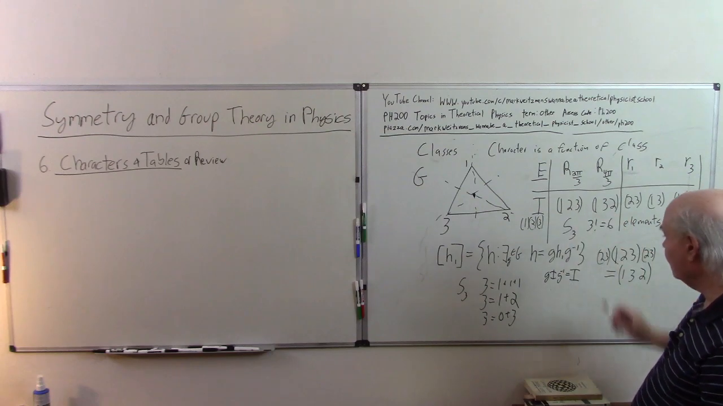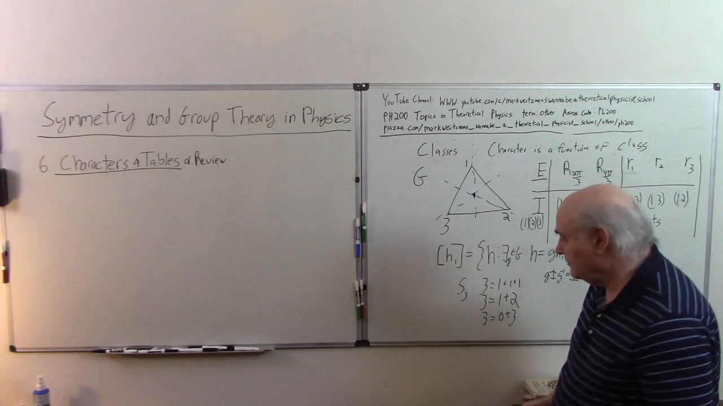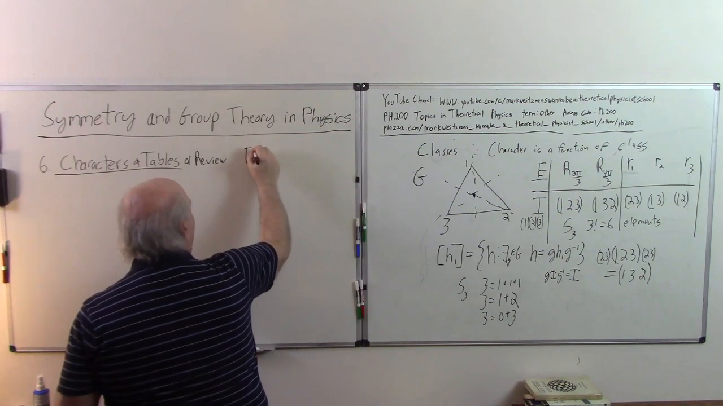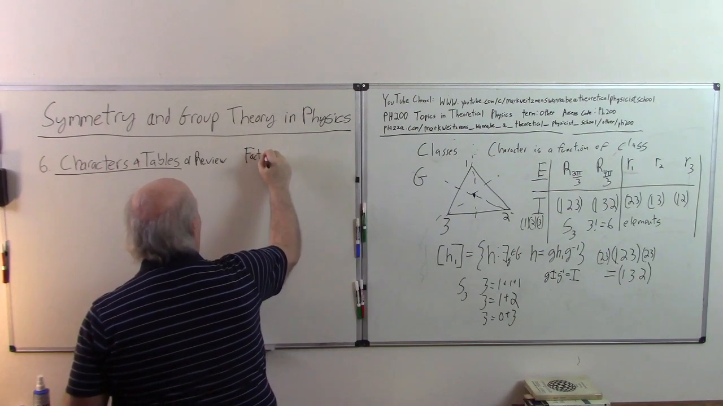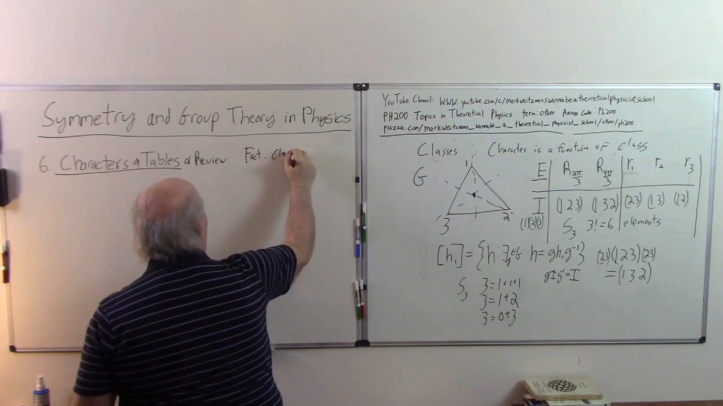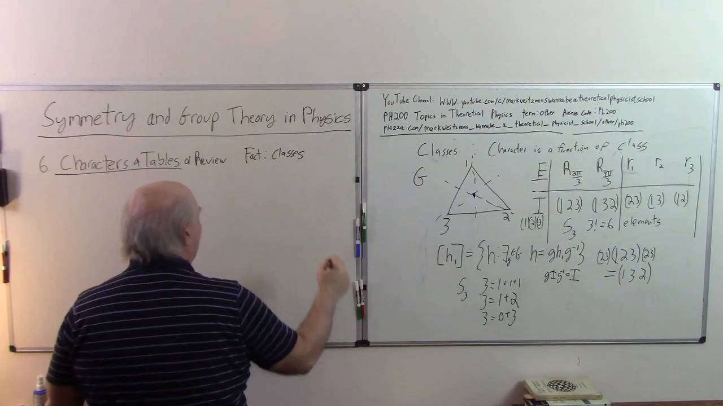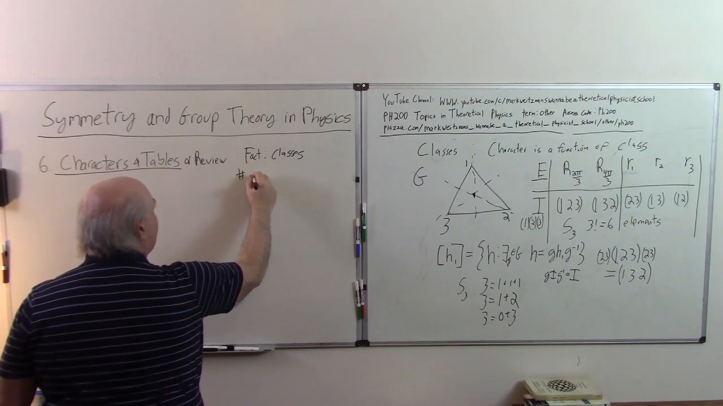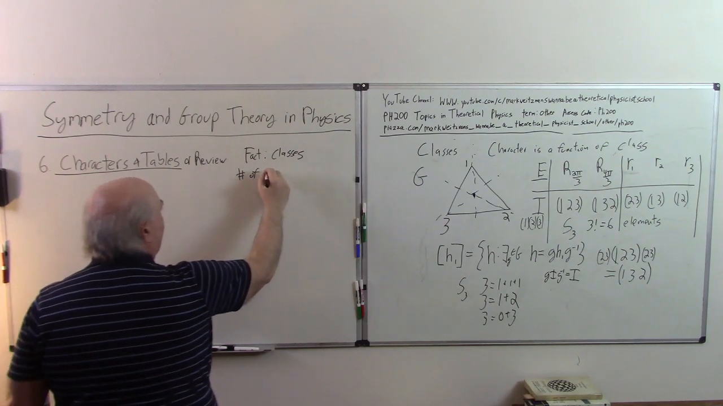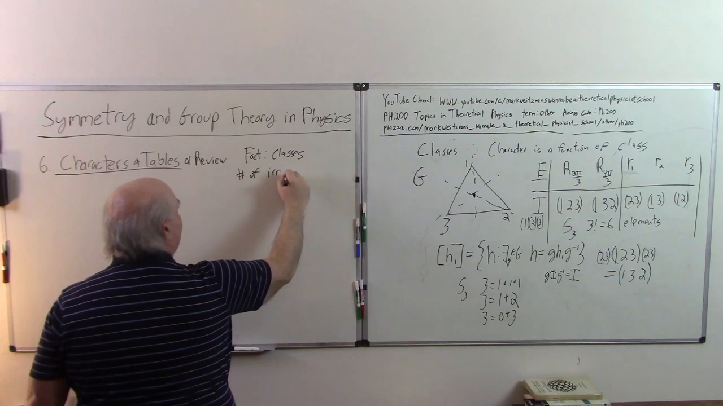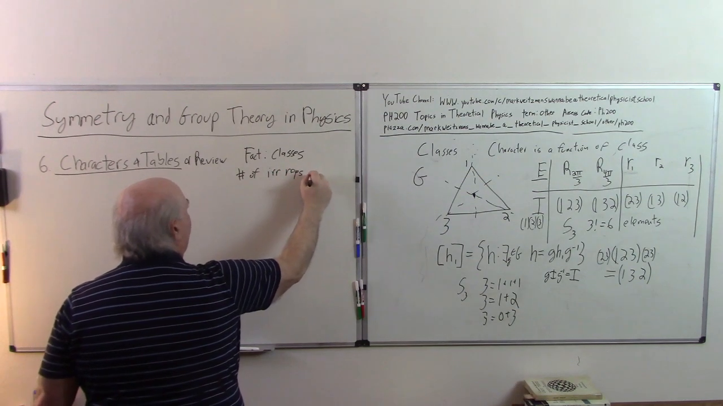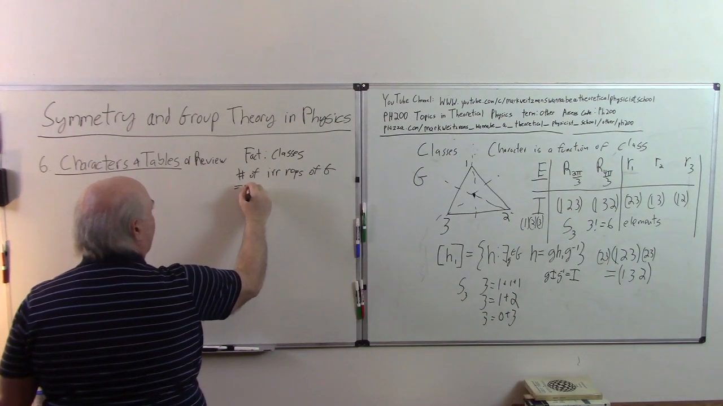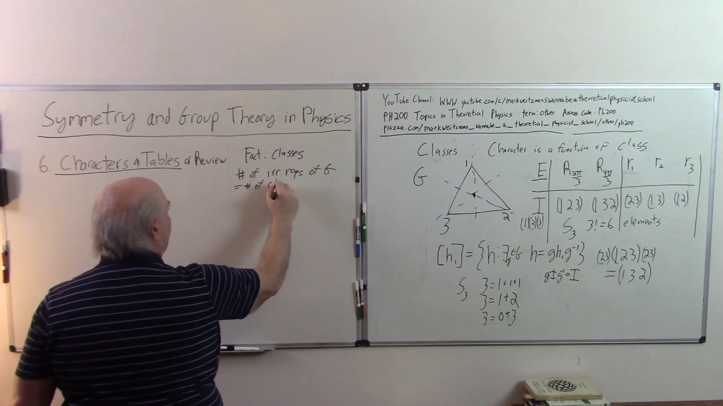They're just cycles. And I'm going to give you a couple of facts. One fact for classes which is important, and I covered this before, I think, is that the number of irreducible representations of a group is equal to the number of classes in the group.